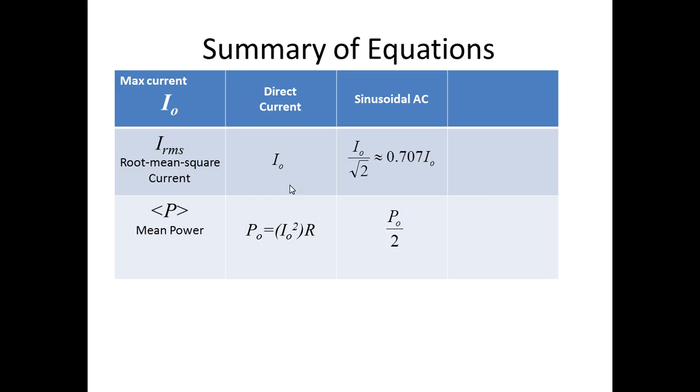Right, so to end off, this is a summary of all the equations that I've taught you until now. For a direct current of value I0 and an alternating current of maximum current I0, we have the root mean square value of the DC being I0, the mean power being P0 for DC. For sinusoidal AC, the root mean square current is given by I0 over square root 2, and the mean power is just P0 over 2, the maximum power divided by 2.